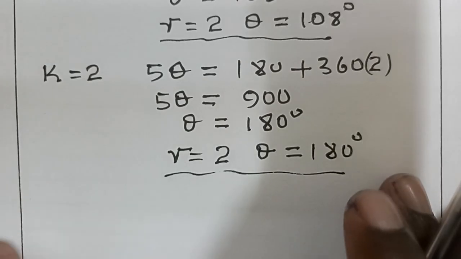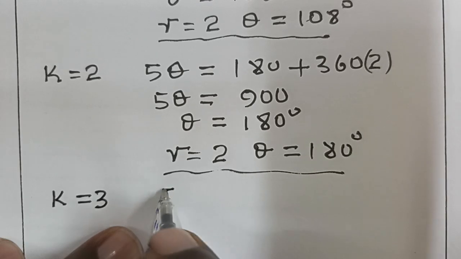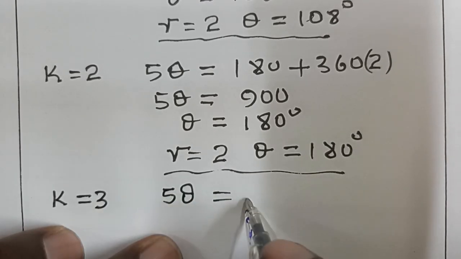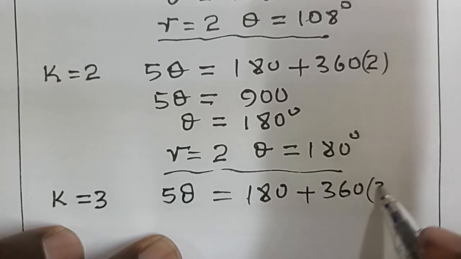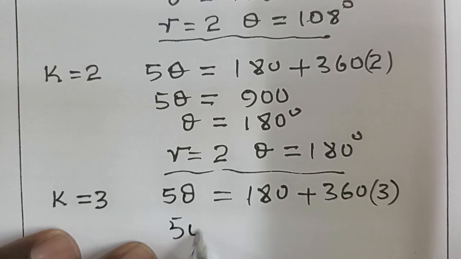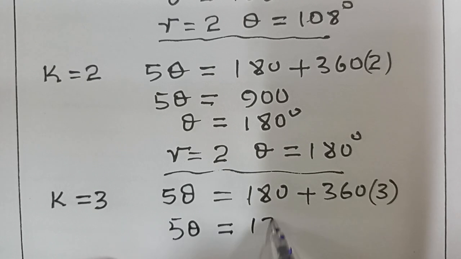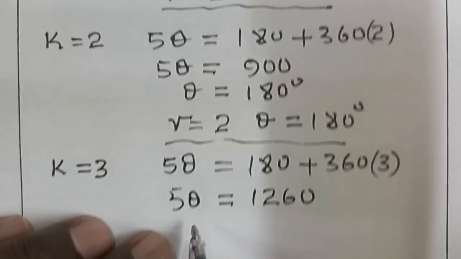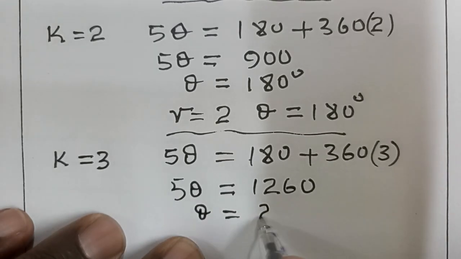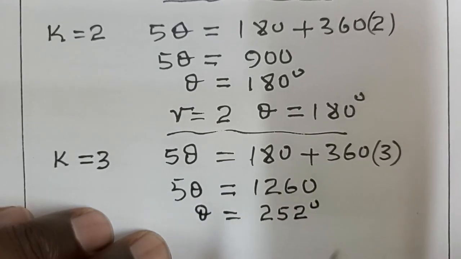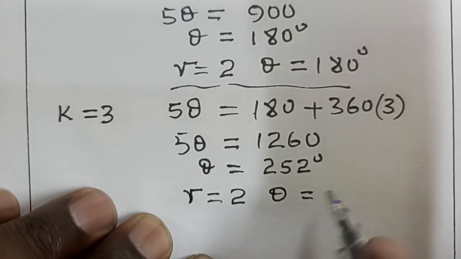Then we come to k equals 3. For k equals 3, we write still 5 theta equals 180 plus 360 multiplied by 3. That gives us 5 theta equals 1260. And therefore, theta equals 252 degrees. Therefore, our result for that is r equals 2, theta equals 252 degrees.